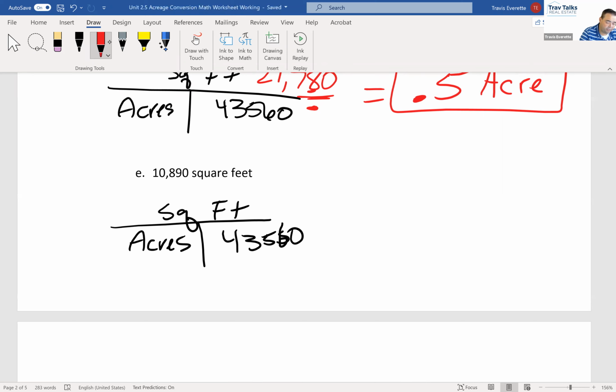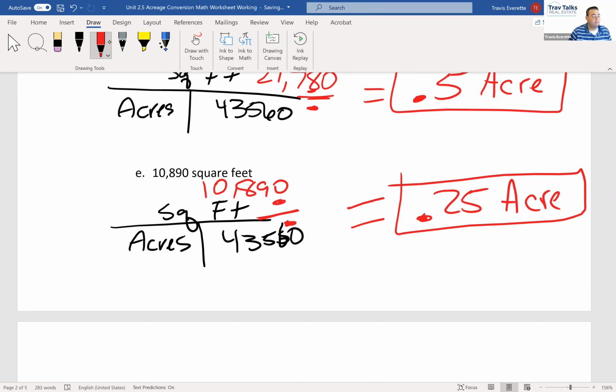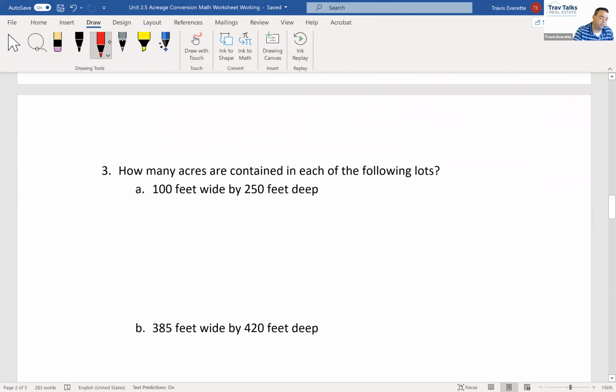And the number they give us is 10,890, and that is top and bottom from our 43,560. So 10,890 divided by 43,560 is exactly 0.25, or a quarter of an acre. That's a quarter acre right there. So what we're saying here is that 10,890 square feet is the exact same thing as a quarter of an acre, or 0.25 acre. That's all we're saying. It's just a conversion, just a different way to measure the same piece of land. Do we measure it in square feet or do we measure it in acreage?